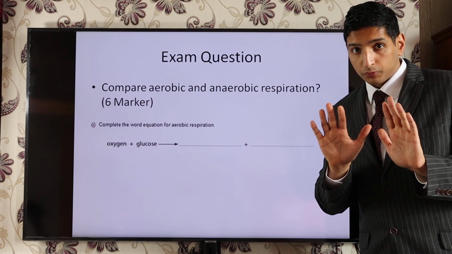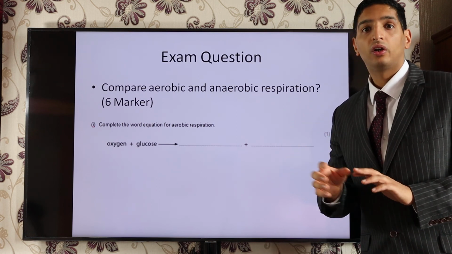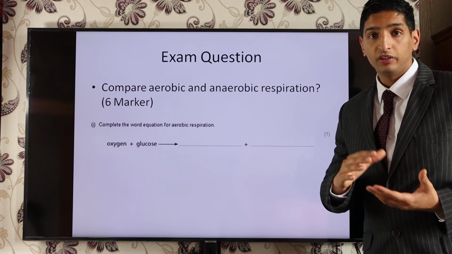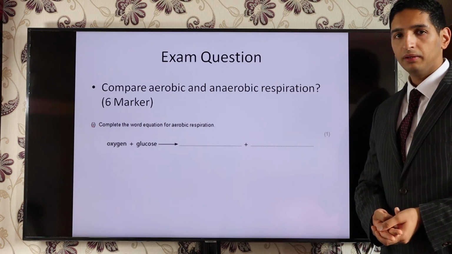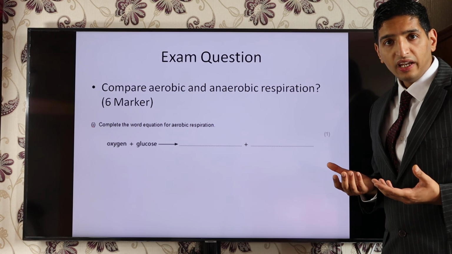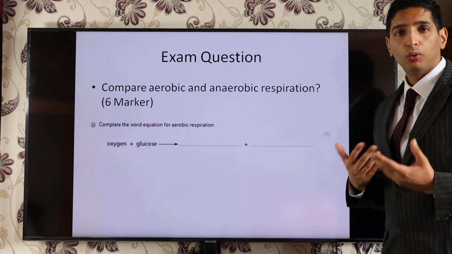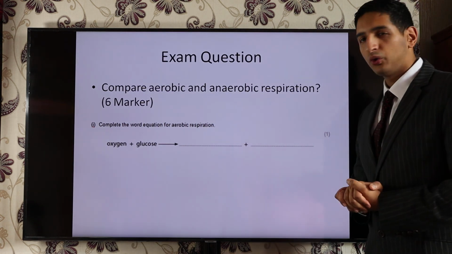Aerobic respiration releases carbon dioxide. There's another difference. There's a number of noticeable differences, but there are also similarities. For example, they both happen in cells, i.e. the mitochondria. They both release energy, and they both require glucose. So there's some similarities and differences that you could give.